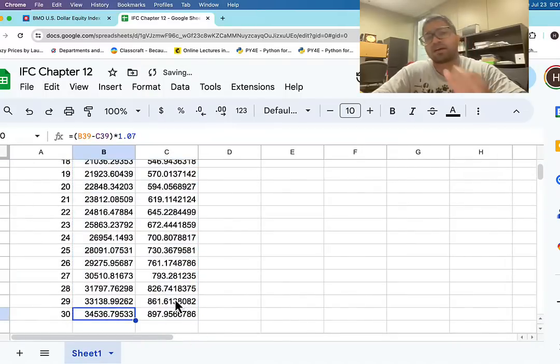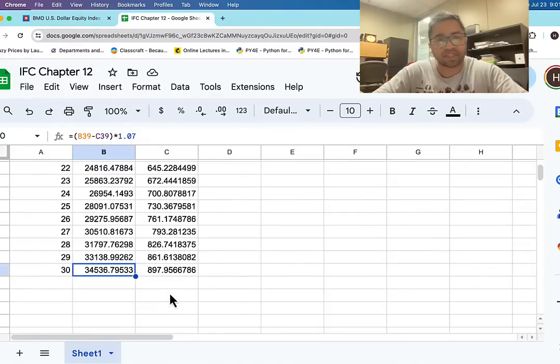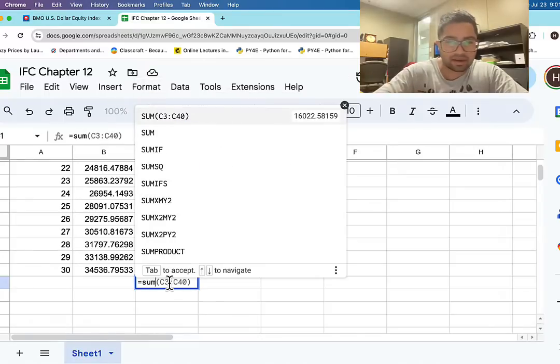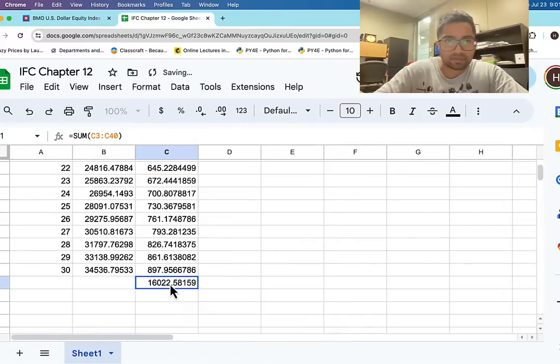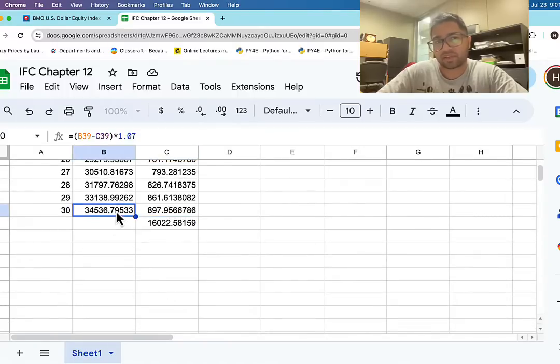So at the end of 30 years, you will have $34,000 and you will be paying fees for all those 30 years. So total fees are $16,000. So you paid $16,000 of total fees and your fund value was $34,000 if it provides an average return of 7%.